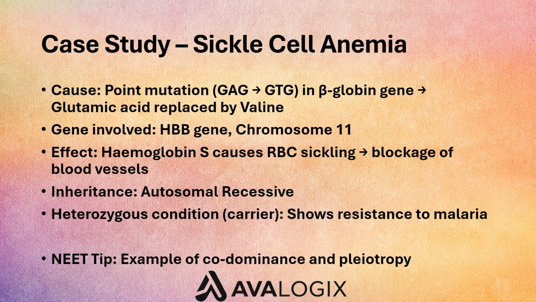This small change causes hemoglobin to polymerize under low oxygen conditions, distorting red blood cells into a characteristic sickle shape. These sickled cells are fragile, leading to hemolysis, and they block small blood vessels, causing painful crises. They also shorten the lifespan of RBCs, leading to anemia.